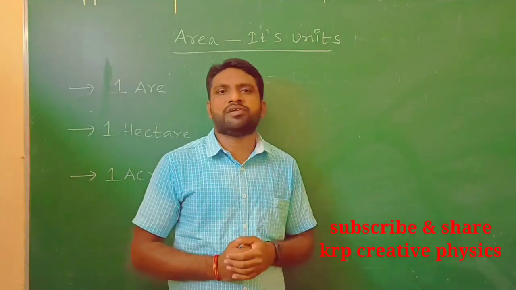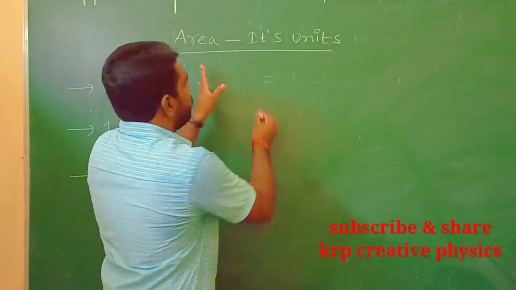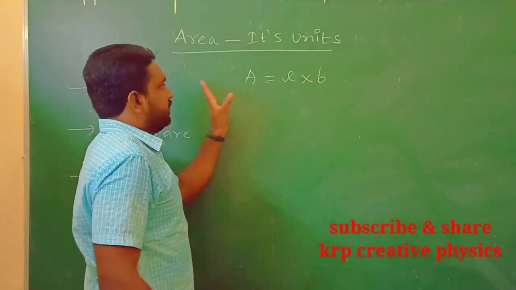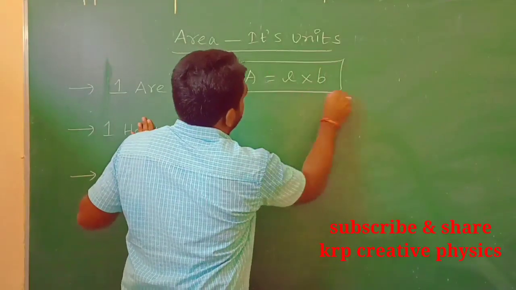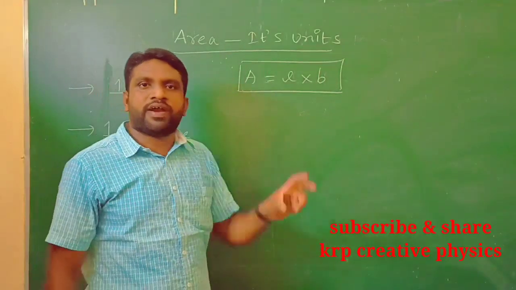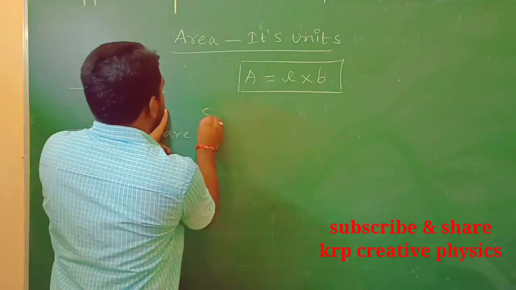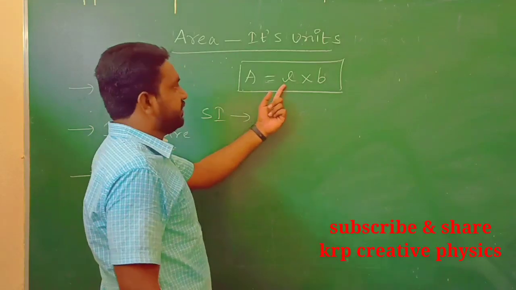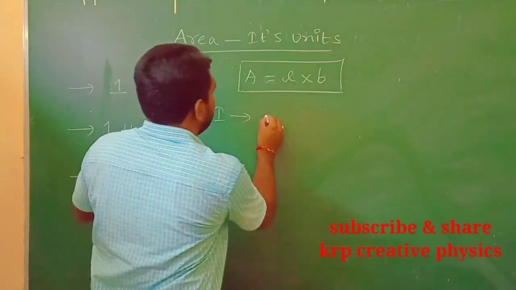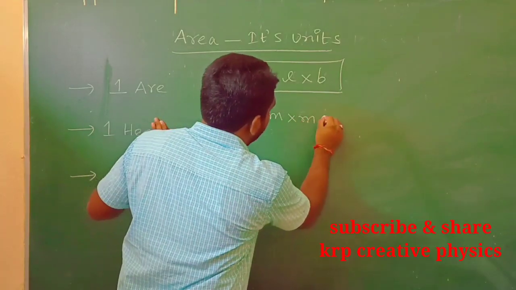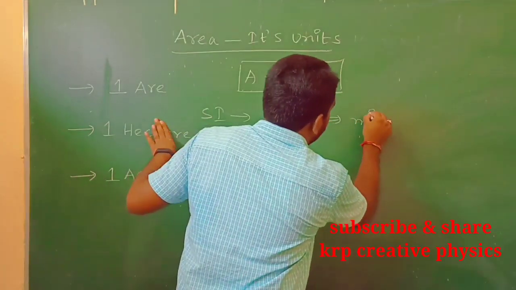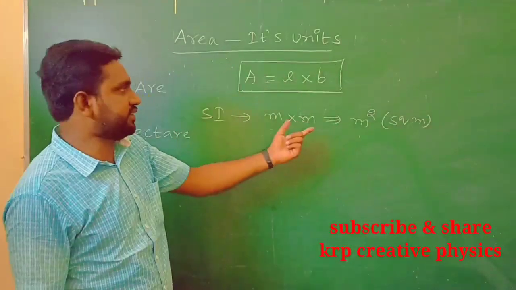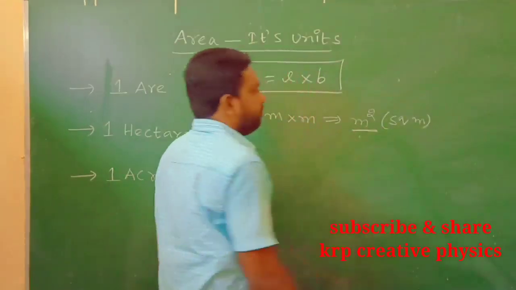Okay friends, after the completion of the definition of area, we came to know that area equals length into breadth. This is the formula to find the area. Now we will see different units to find the area. First we will consider the SI system. In the SI system, we measure the length in meters and the breadth also in meters. So meter into meter becomes meter square, also known as square meters. That is the SI unit of area.